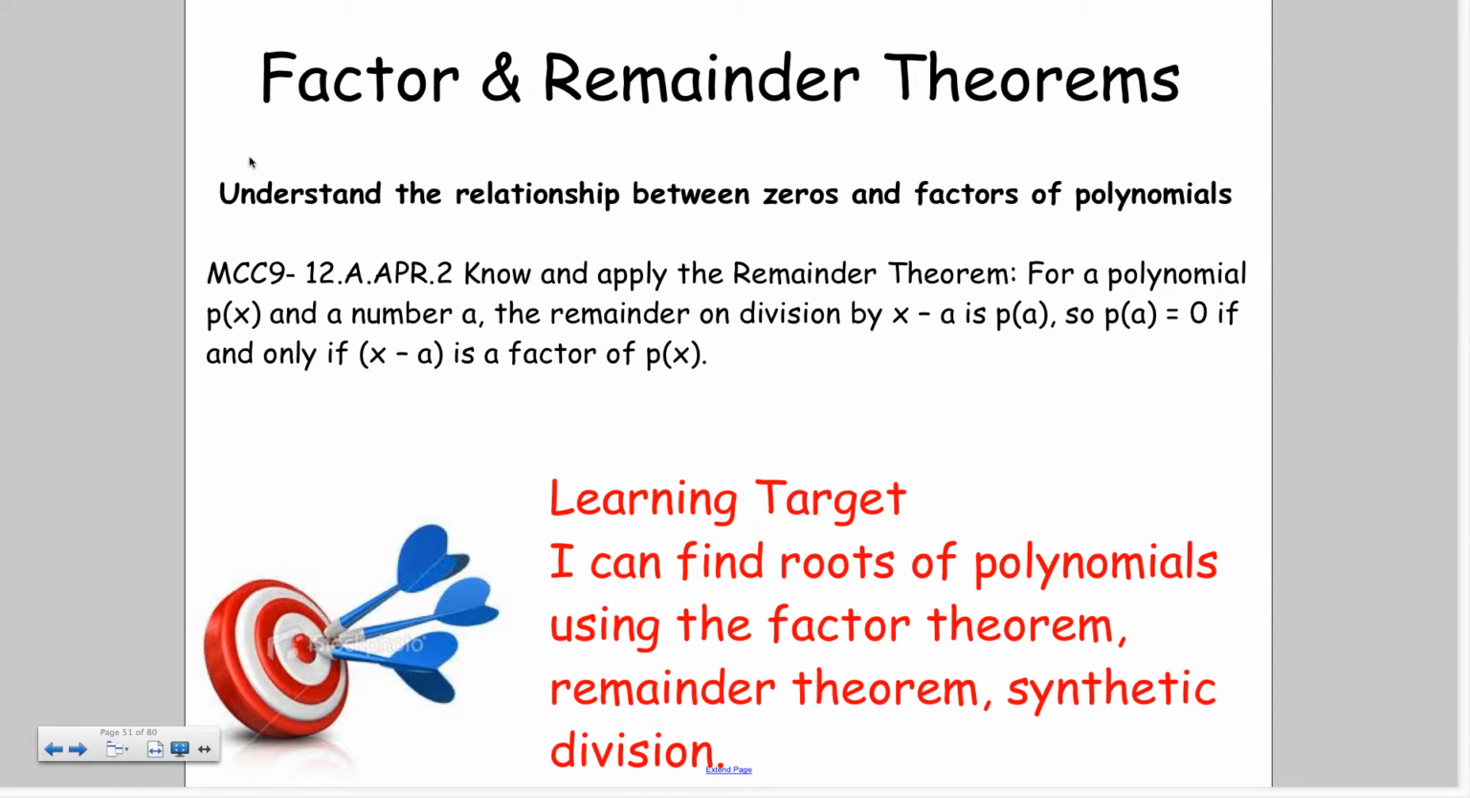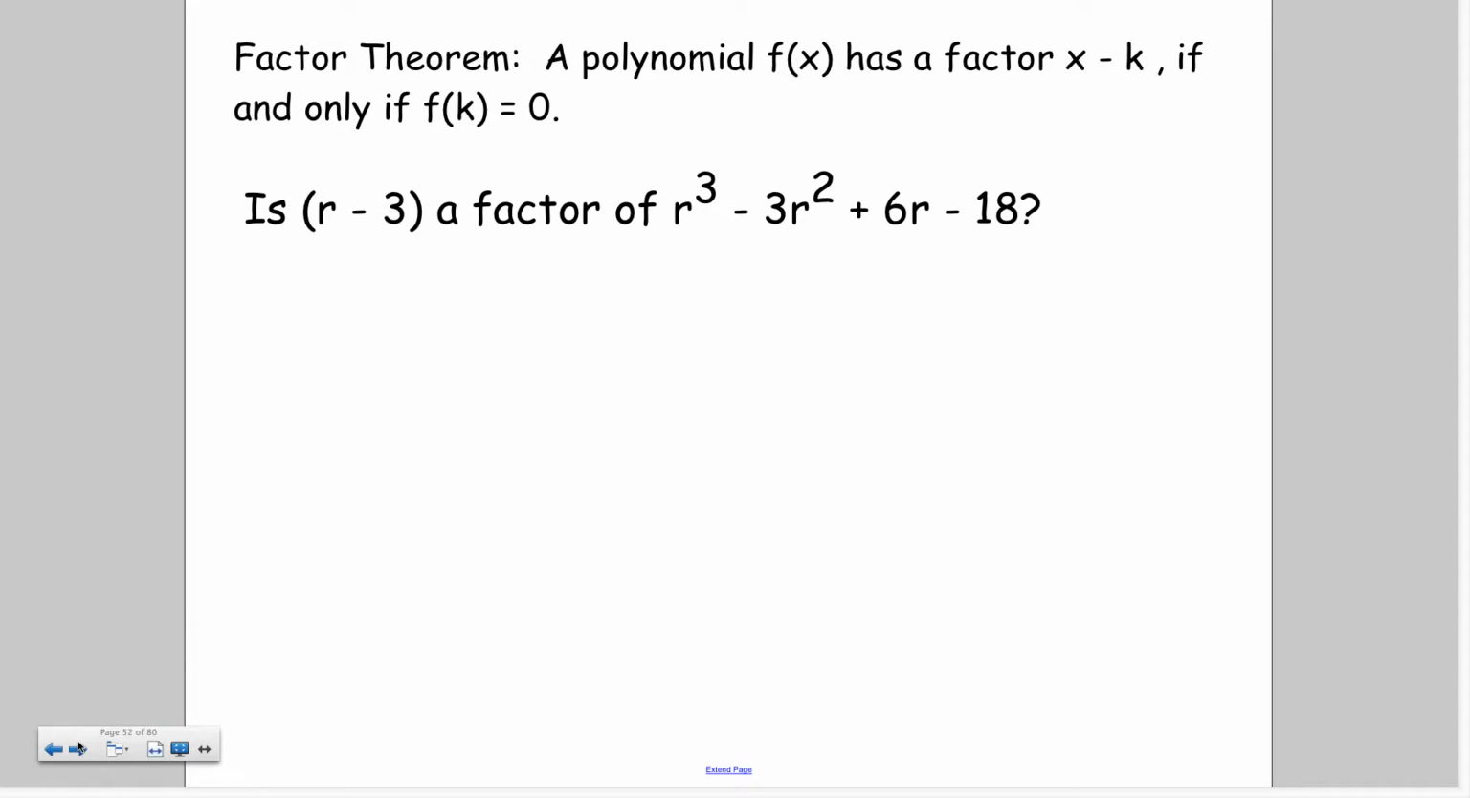On page 23, it starts talking about the factor and remainder theorems. The factor and remainder theorems are going to help us find roots when we start graphing, find our x-intercepts. In order to do the factor and remainder theorems, you have to be able to do synthetic division. Synthetic division really sets you up for the next thing we have to talk about.